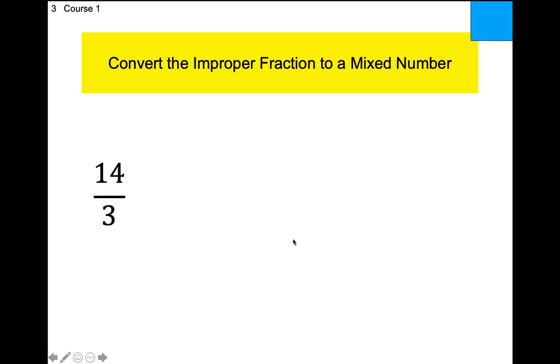Write this down on your paper. 14 thirds, 14/3. Step number 1, we need to divide the top by the bottom, or if you want to say the bottom into the top. Okay, so we need to do a little bit of scratch work. 3 into 14, or 14 divided by 3. Let's see, count by 3s. 3, 6, 9, 12. That's 4 of them to get to 12.